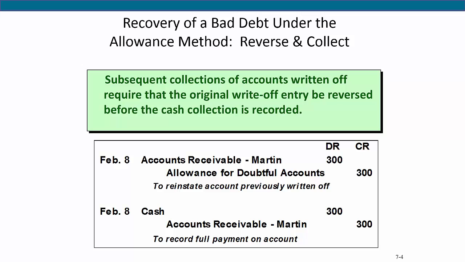Two entries. Since Barton had previously written off Martin's accounts receivable, the first entry is required to reverse the write-off and to reestablish Martin's accounts receivable. This entry includes a debit to accounts receivable and a credit to the allowance for doubtful accounts. The second entry is a debit to cash and a credit to accounts receivable for the amount of cash received. And you should know how to do that because of all the practice you've had.